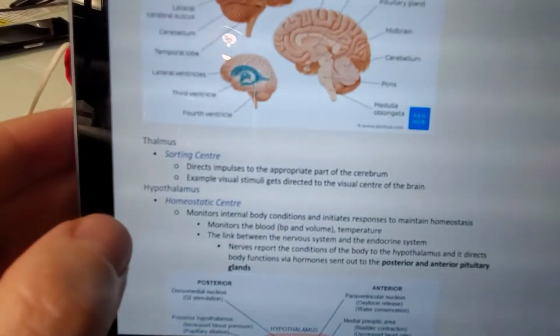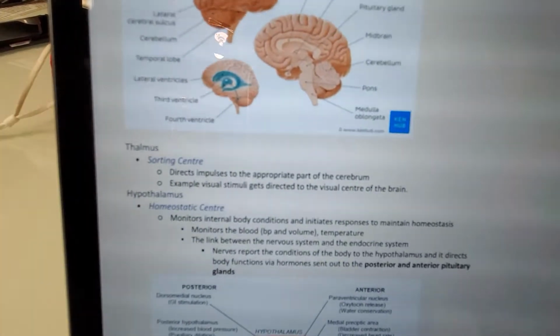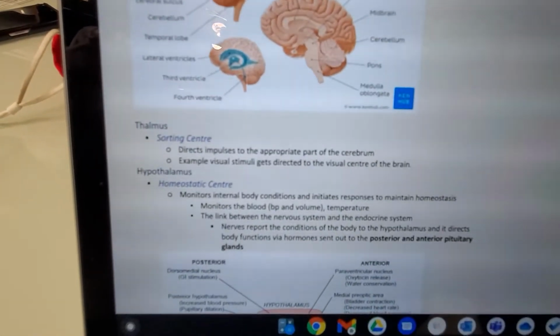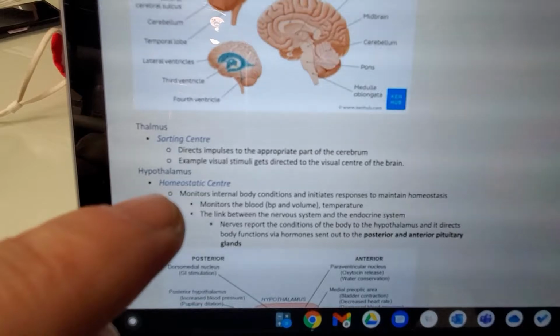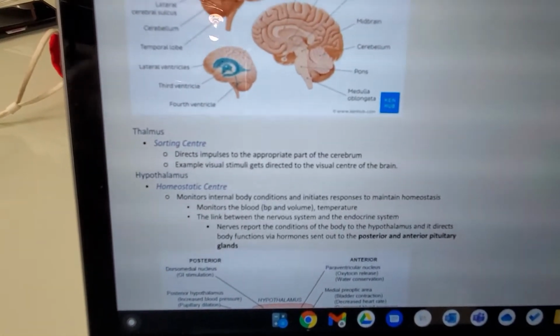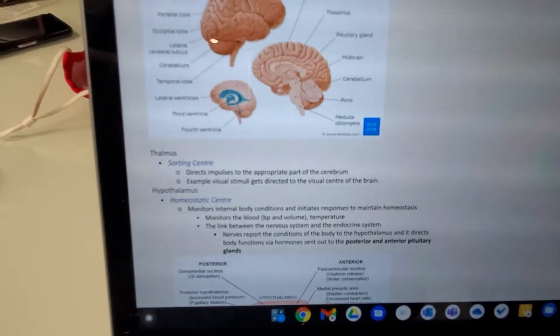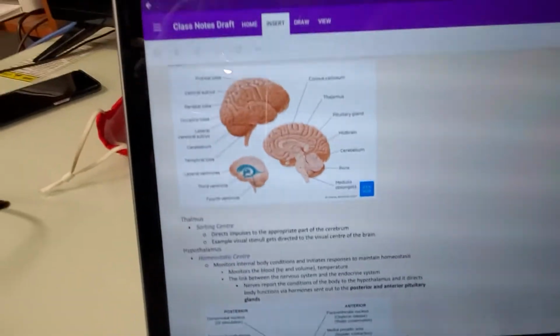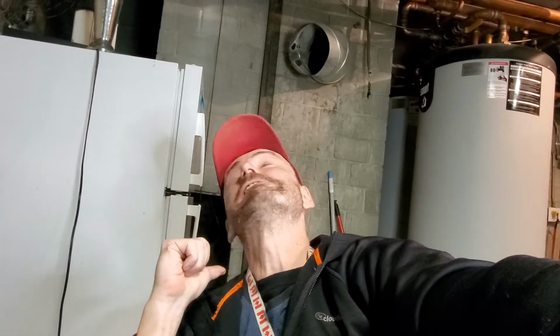The hypothalamus. This is part of the autonomic nervous system. It controls homeostasis. We talked about this when we were talking about blood pressure and stuff. So it detects if your blood pressure is too high, blood pressure is too low, and it controls your body with hormones, and it sends out hormones from the anterior and posterior pituitary glands, and it's connected to the anterior. I'm going to get it wrong, so I'm not going to say it.